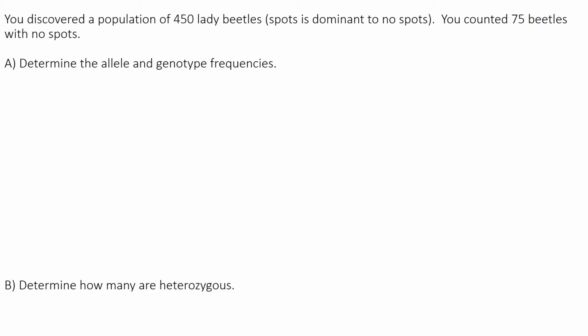So you decided to count the beetles with no spots because, again, you know the genotype of that. If it was a lady beetle with spots, since that's dominant, you do not know the genotype. Remember, there are two possibilities for the dominant: it could be a homozygous dominant individual or a heterozygote. Those with no spots, you know it's recessive, you know the genotype. So you always want to start with this if you're only given the number of individuals that have the recessive trait.